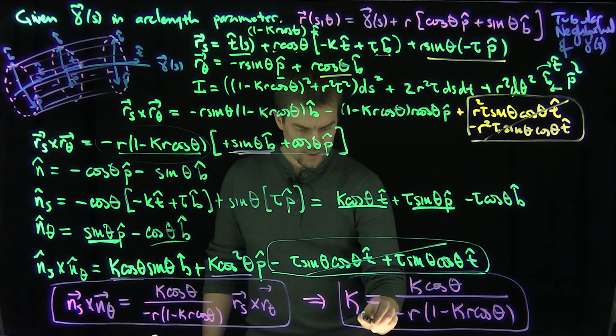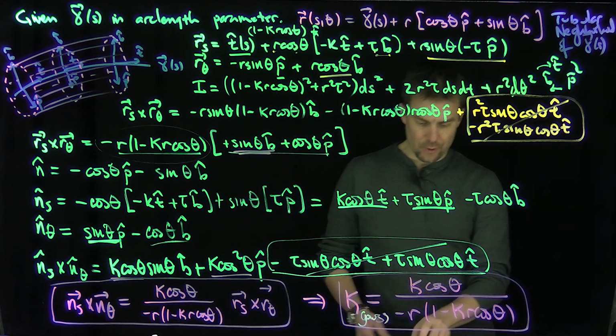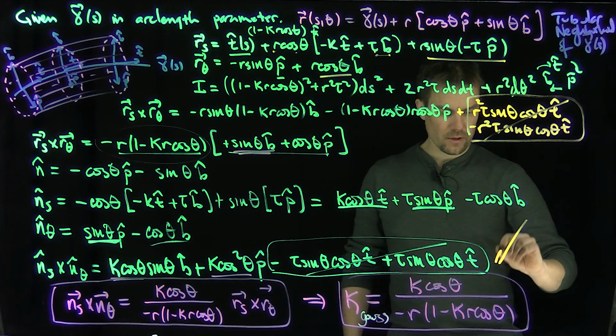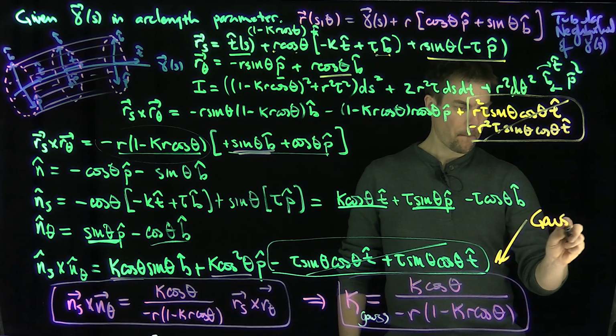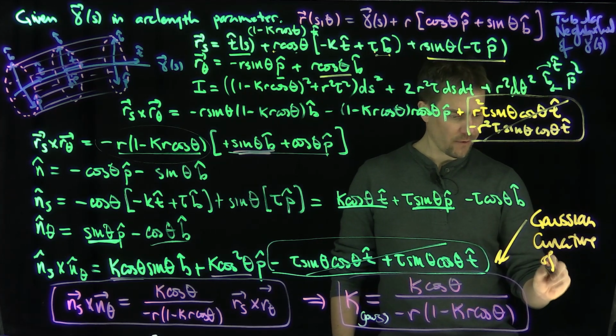So let's write K sub Gauss over here. And so this is the Gaussian curvature of the tubular neighborhood.